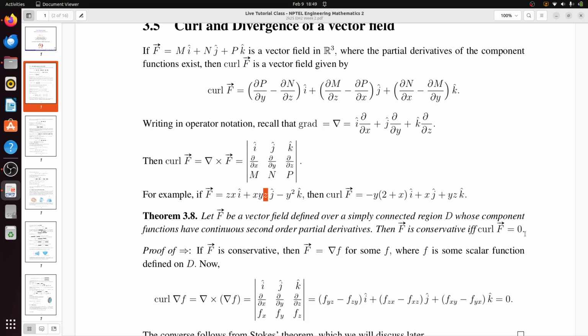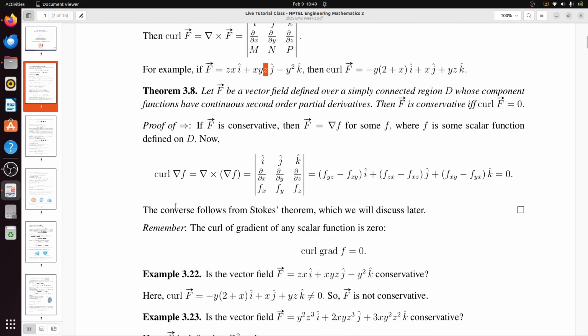Then the vector field F is called conservative. When will it be called conservative? If and only if curl of F is equal to 0. How can you prove it? First you need to consider that F is conservative, and if F is conservative, then you will have some scalar function f such that F will be grad f. Now curl of F means curl of grad f, and if you put this in, you will get this equal to 0. And the converse you observe from Stokes theorem, which we will discuss later.